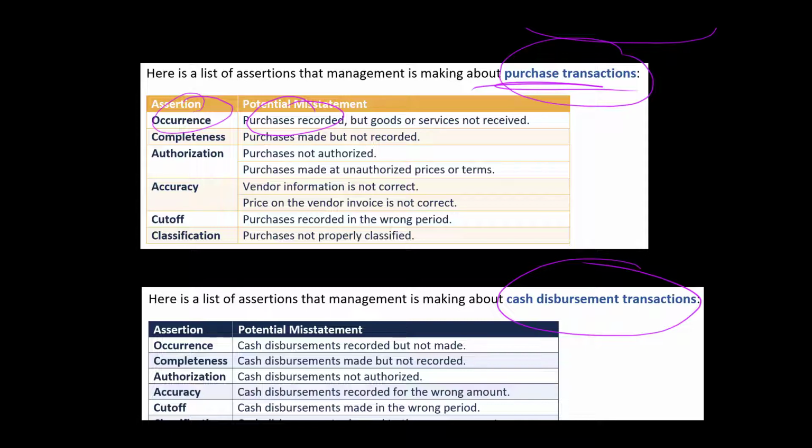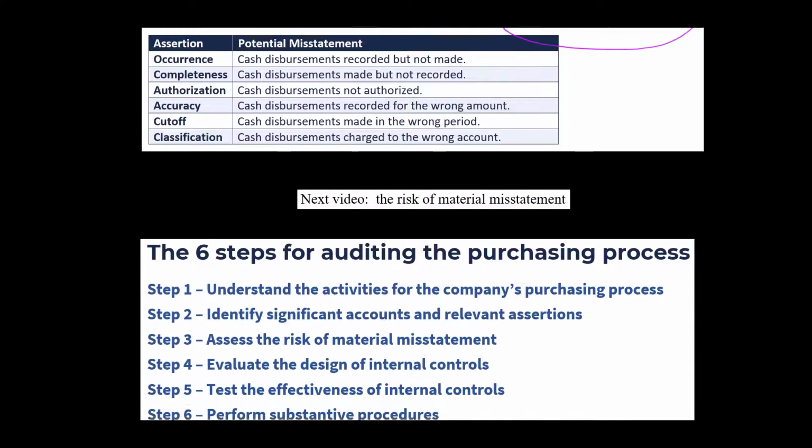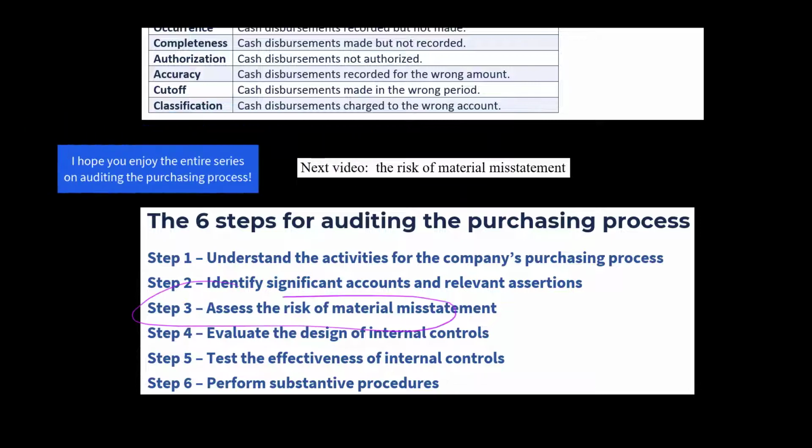So we will discuss all this in the next video. We're going to be talking about the risk of material misstatement right here. Okay, and then we'll be getting into evaluating the design of internal controls, testing the effectiveness of those controls, and then performing substantive procedures for the purchasing process.